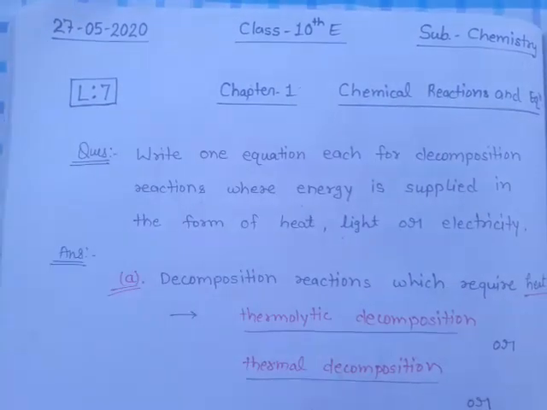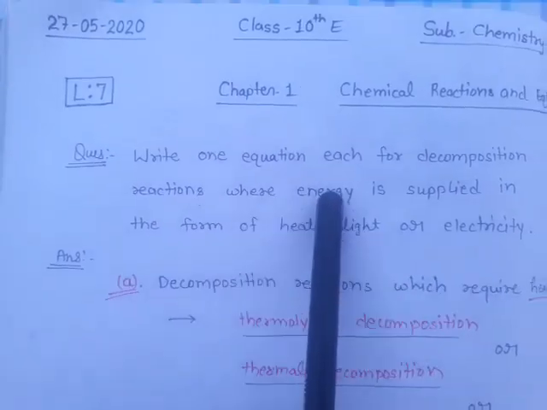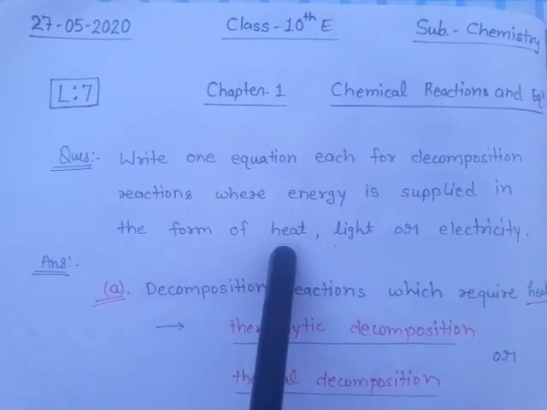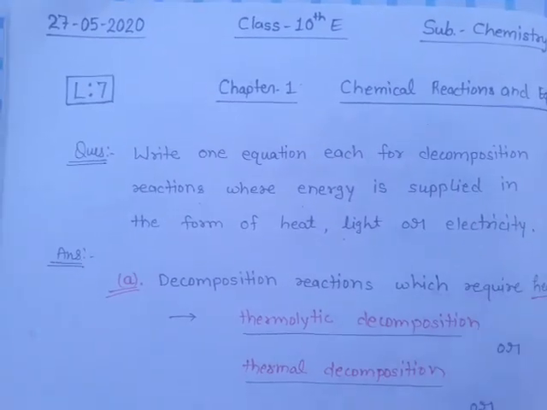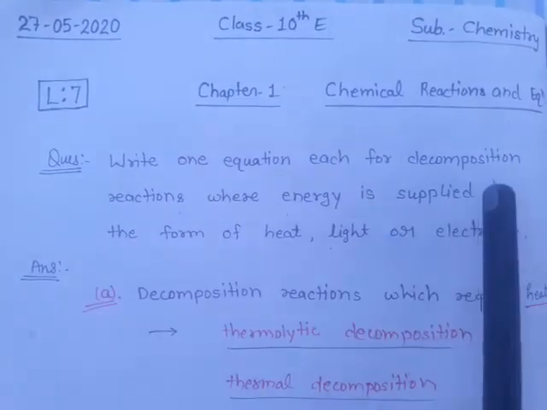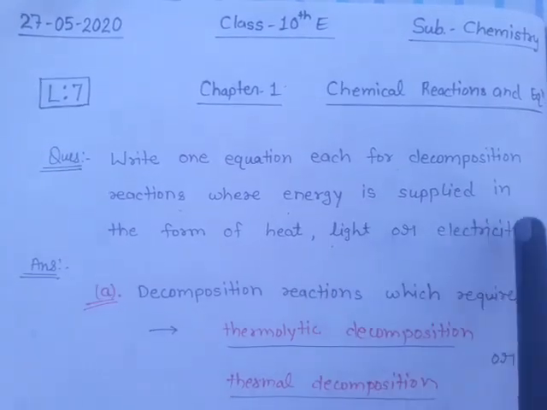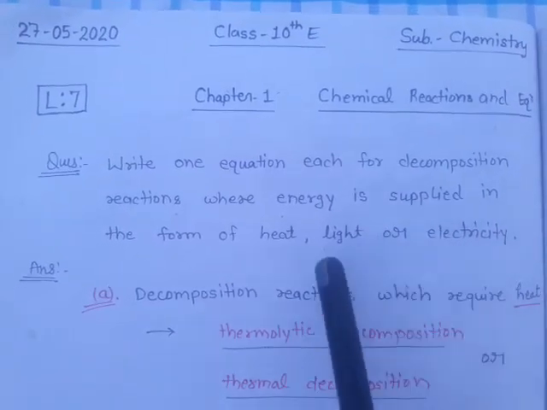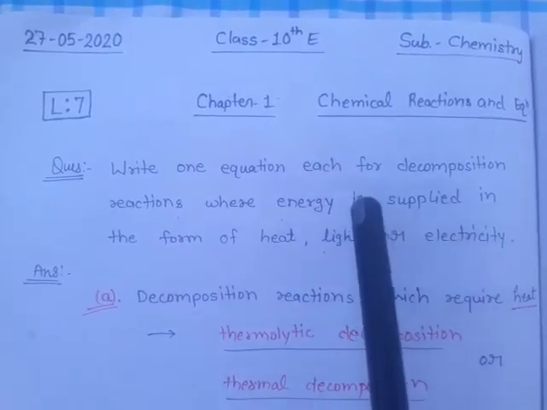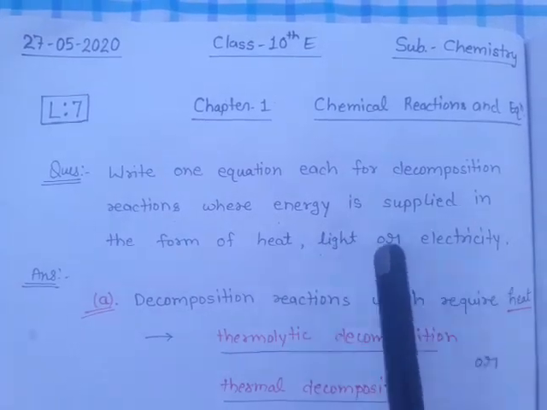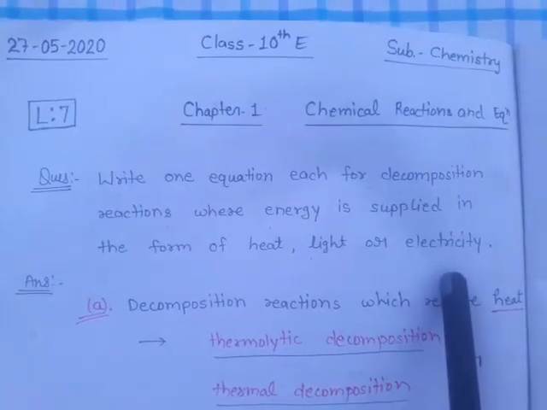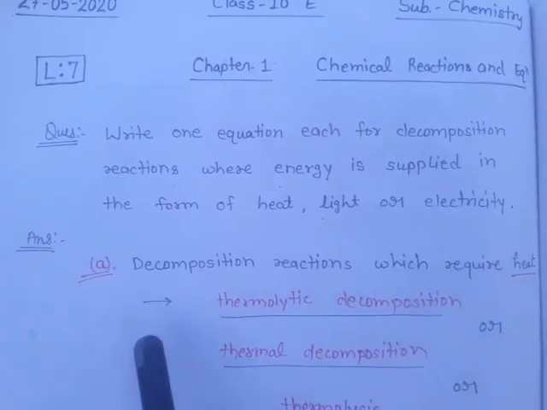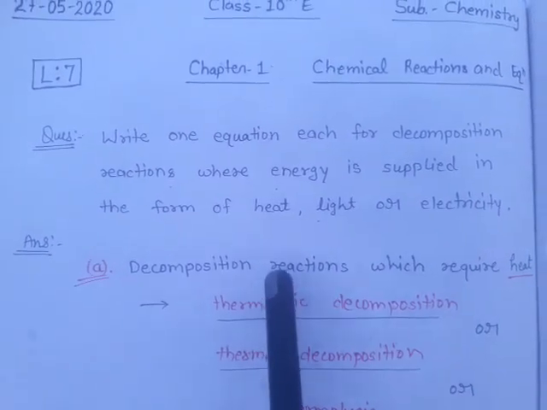Now the first question is: write one equation each for a decomposition reaction where energy is supplied in the form of heat, light or electricity. In this question we write down the decomposition reactions where energy is supplied in the form of heat, light and electricity. Now we write three decomposition reactions. First one, the decomposition reaction which requires heat.